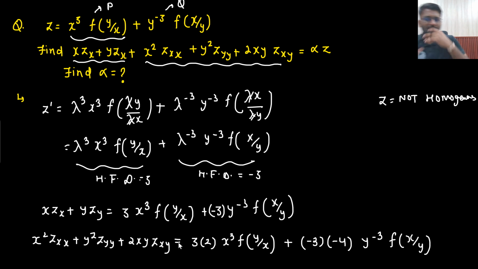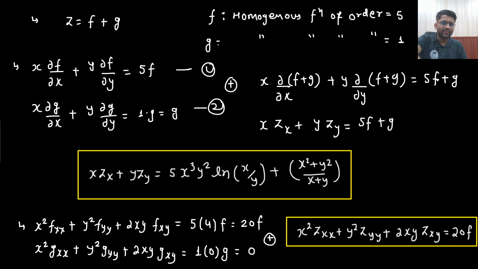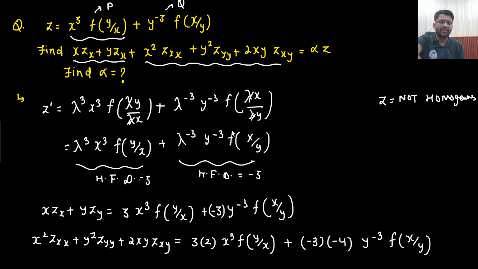Nothing new here. Again, the same scenario we studied previously, I have put here. Are you able to understand this point? Z equals x cube f of y by x plus y to the power minus 3 f of x by y. This is the scenario. I need to find x into zx plus y into zy.